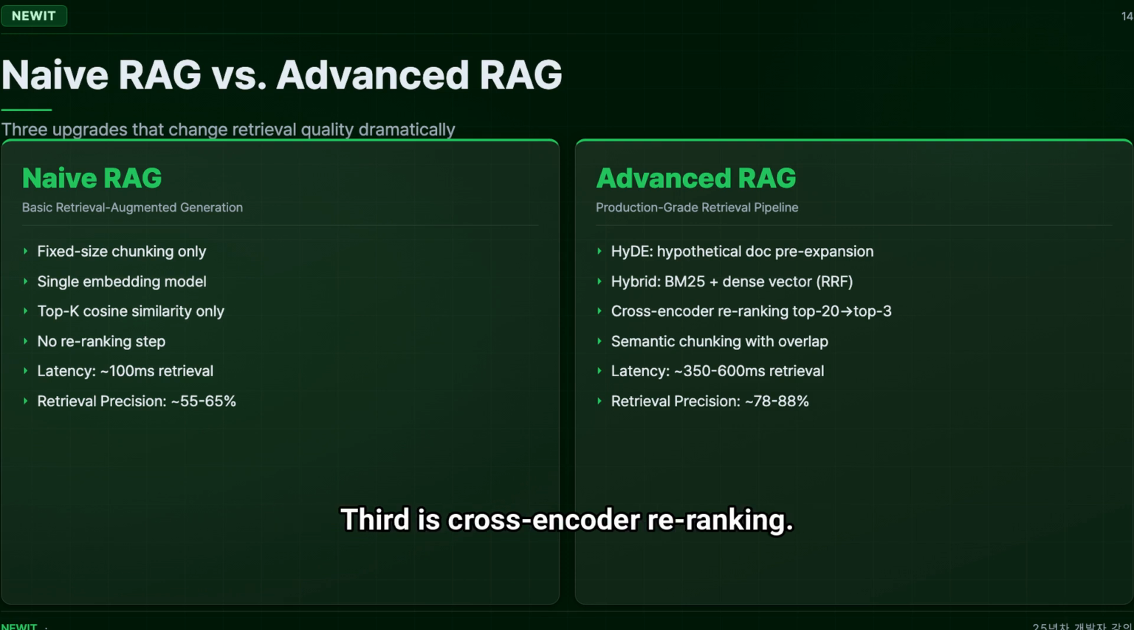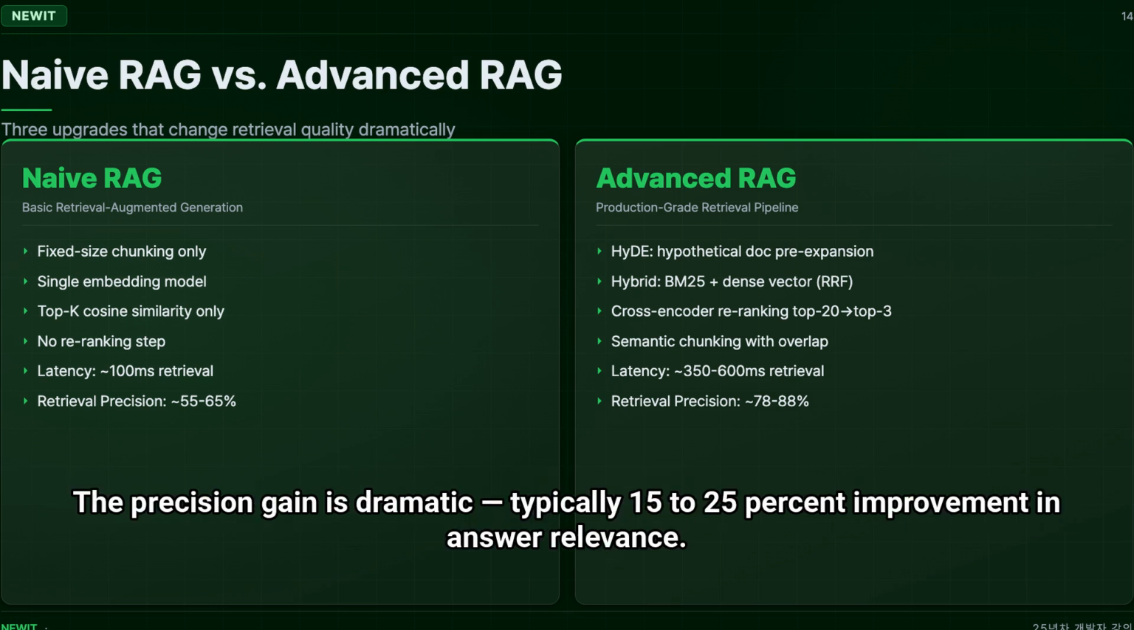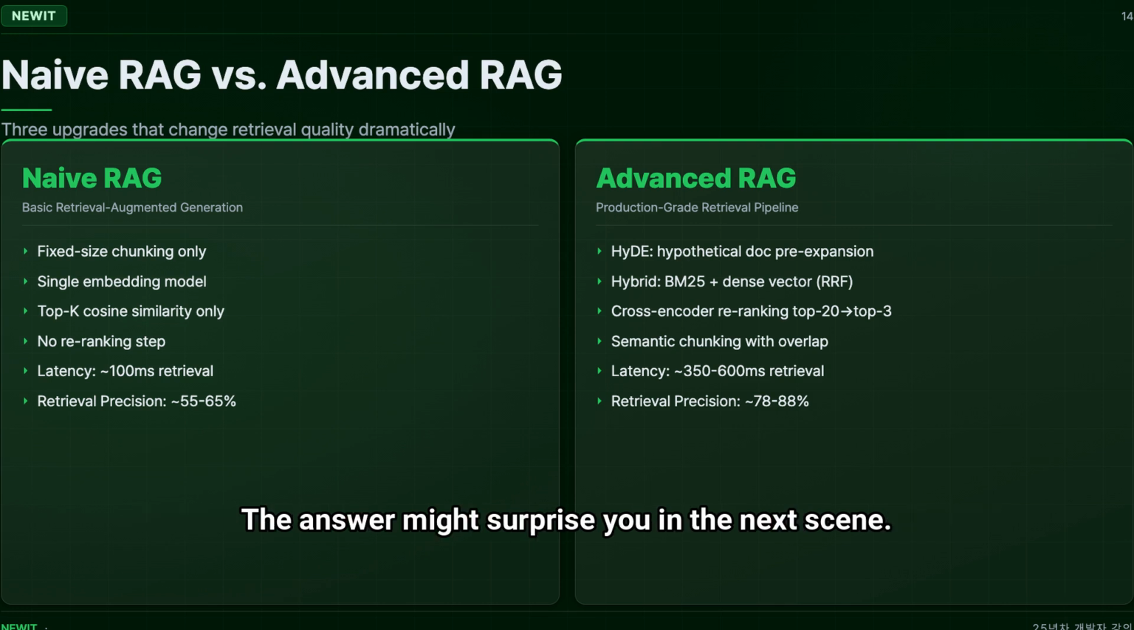Third is cross-encoder re-ranking. After your vector search returns top 20 candidates, a cross-encoder like Cohere Rerank or a fine-tuned BERT model rescores all 20 pairs and returns the true top 3. The precision gain is dramatic, typically 15 to 25% improvement in answer quality. Wait, does this mean you should always use advanced RAG? The answer might surprise you in the next scene.